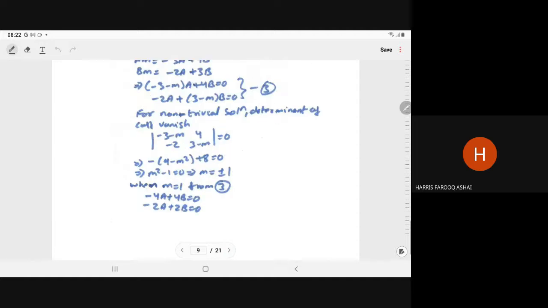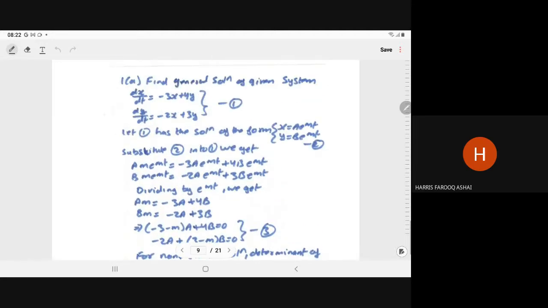So first, later on I will discuss the complex case. First we see a few questions on these two methods. Here, find the general solution of the system of equations.